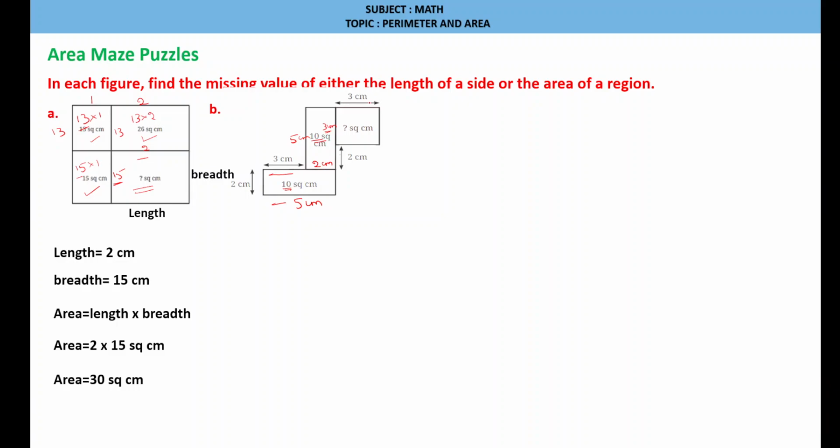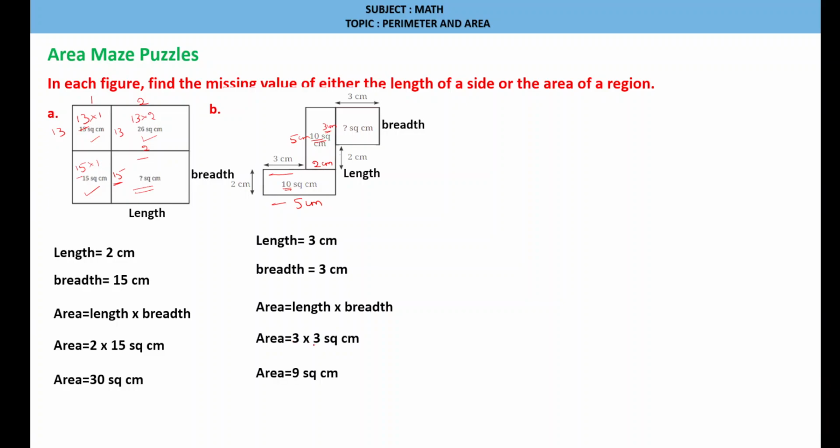Then now the length is 3 centimeters and the breadth is also 3 centimeters. Therefore, we can write area is equal to length into breadth. Area is equal to 3 into 3 square centimeters. Therefore, area is equal to 9 square centimeters.